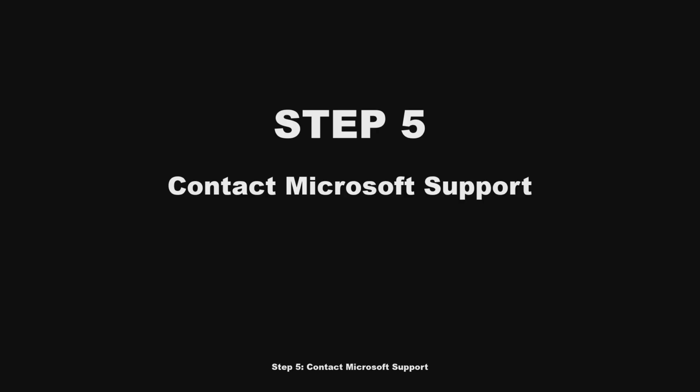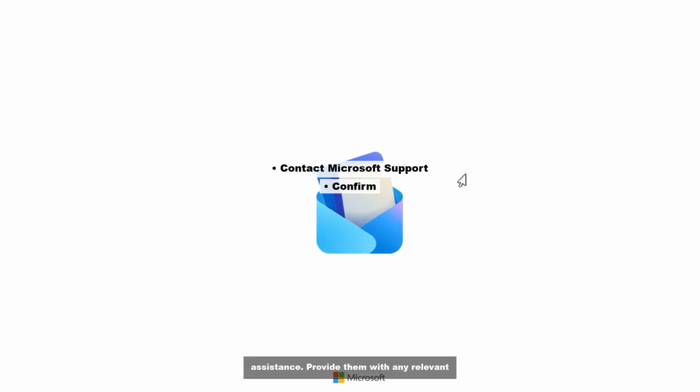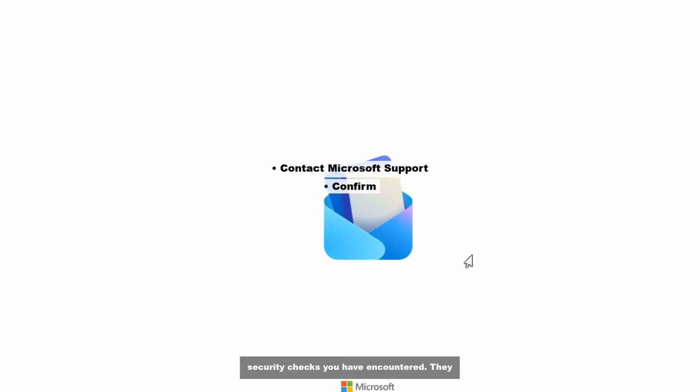Step 5. Contact Microsoft support. If you are still unable to regain full access, reach out to Microsoft support for assistance. Provide them with any relevant information about your account and the security checks you have encountered. They can guide you through additional steps to restore access.